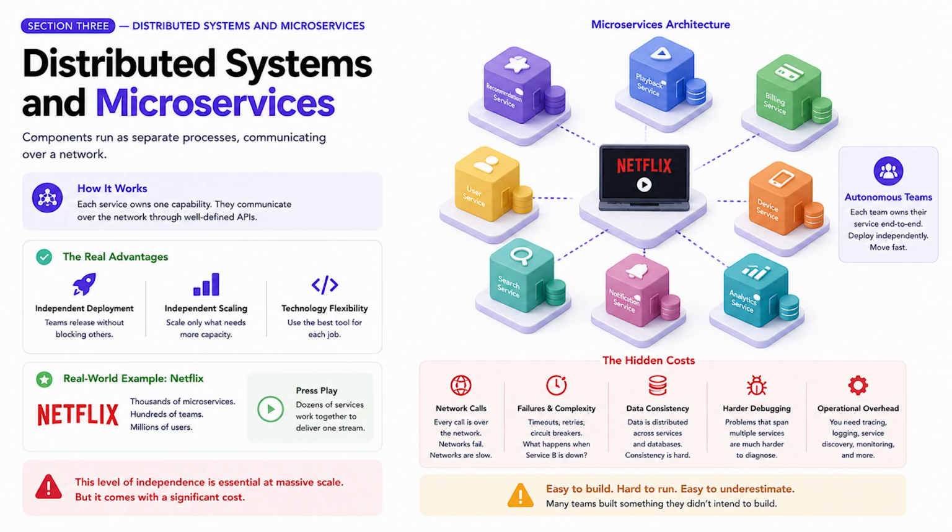Netflix is the textbook example. Netflix runs thousands of microservices, deployed independently by hundreds of autonomous teams. When you press play on a film, dozens of services coordinate to deliver that stream: recommendation service, playback service, billing service, device service. Each one can be updated or scaled without touching the others. This level of independence is essential when you have hundreds of developers shipping changes every day.